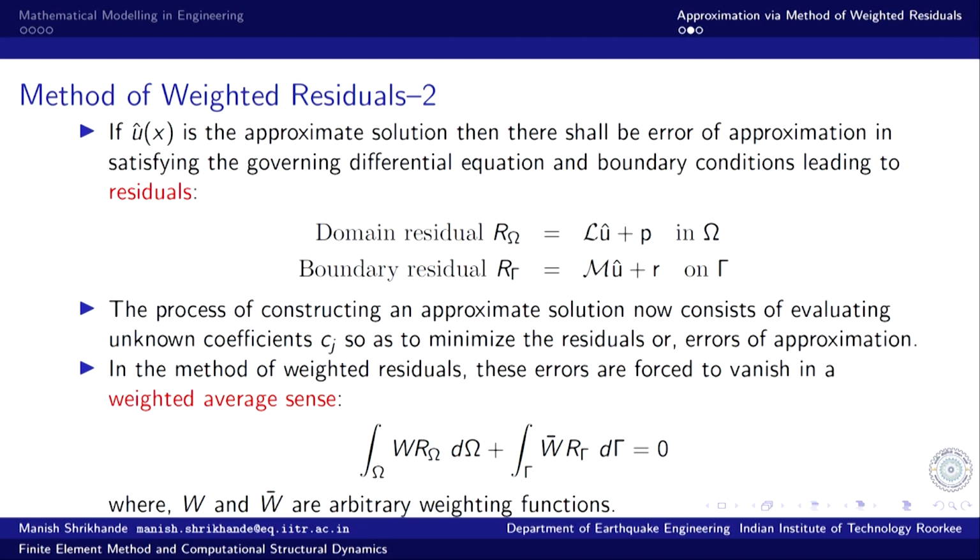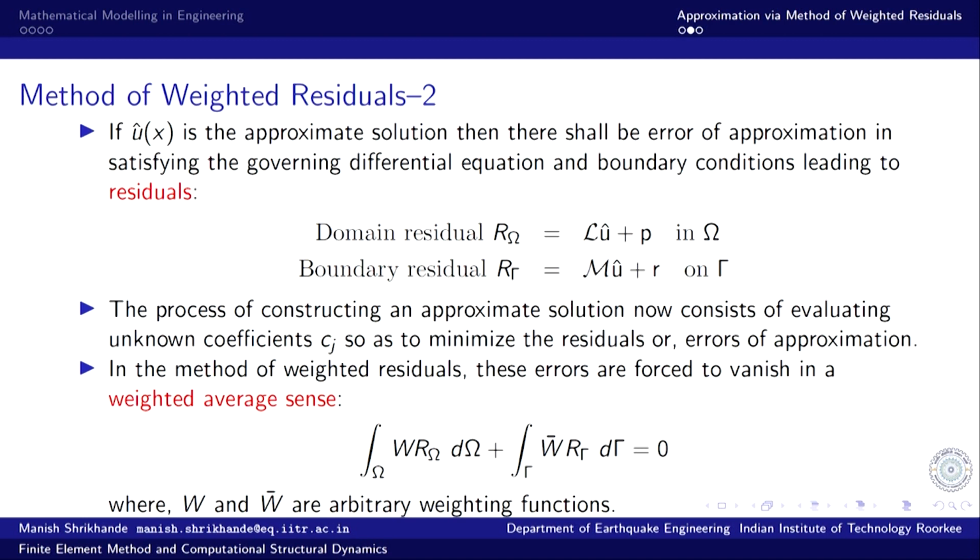This is called the statement of weighted residuals: the integral of W r omega over the domain plus the integral of W bar r gamma over the boundary equals 0. This particular expression is referred to as the statement of weighted residuals.